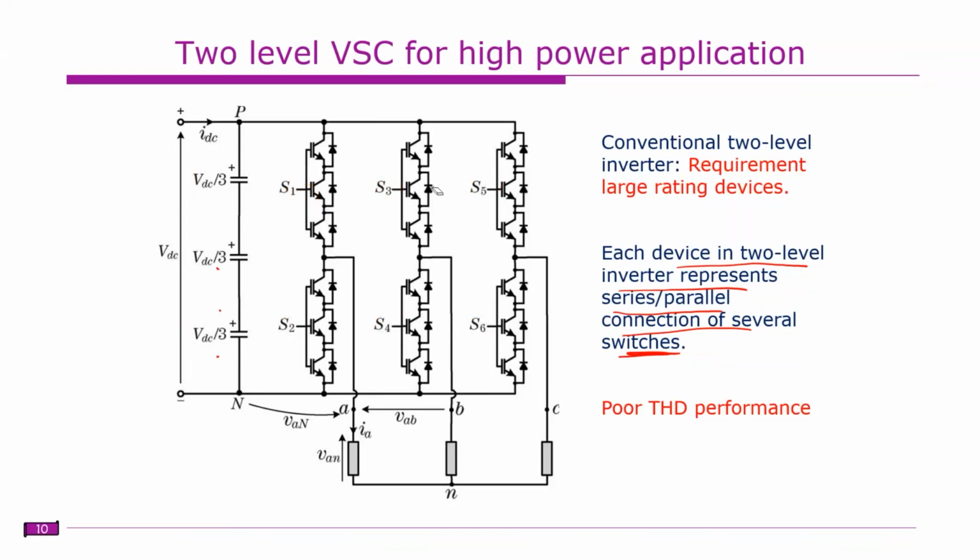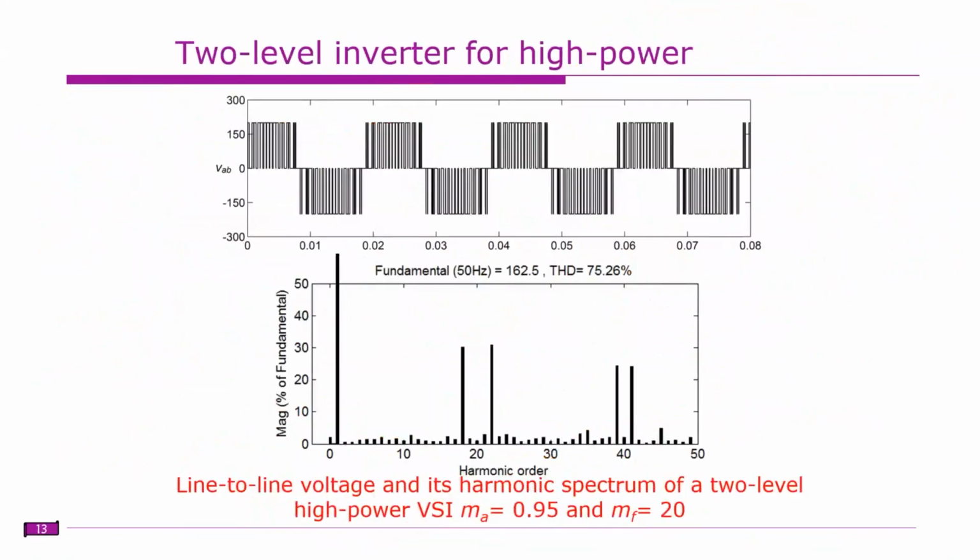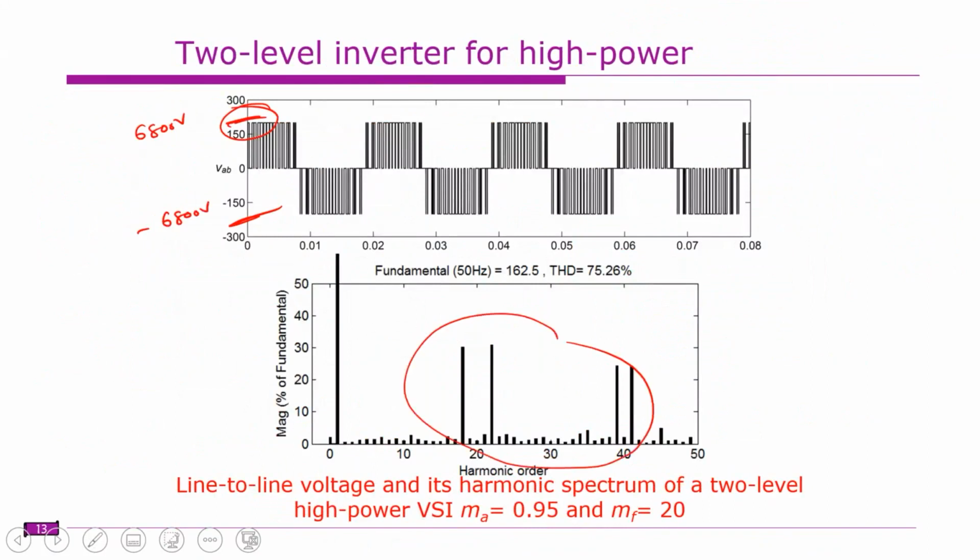Even though you are connecting several devices in series, it is still a two-level inverter, so there is no change in performance. If you study it, it will be the same as a simple two-level inverter. The only difference is that the voltage is increased. The peak voltage, for example, may be plus 6,800 volts. The harmonic spectrum remains the same, the THD also remains the same, so everything remains the same.